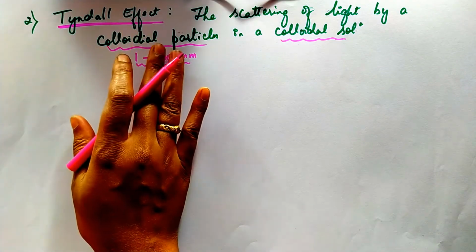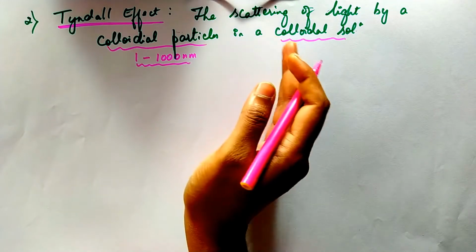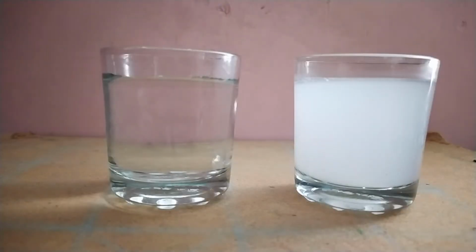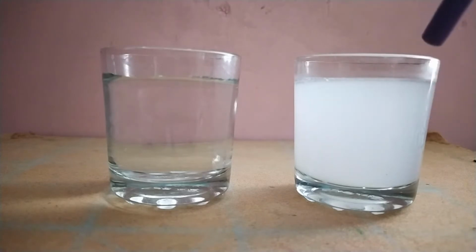I'll do an activity for this Tyndall effect which can show the difference between the true solution and the colloidal solution. Here I have taken two beakers. In the first beaker I have added NaCl and water. In the second beaker I have added a few drops of milk and water. The first solution we call a true solution and the second solution we call a colloidal solution. Now let us pass light on these solutions and observe what happens.